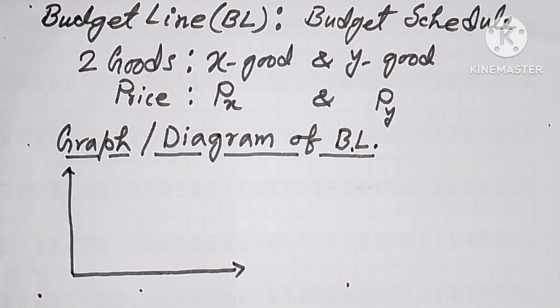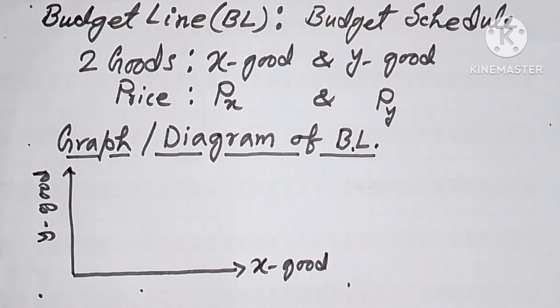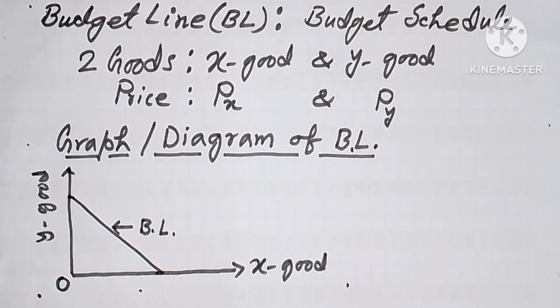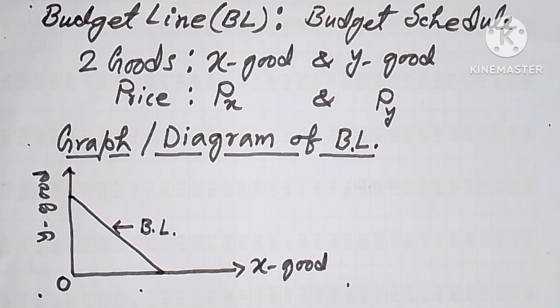First of all, we have to know what we have to measure along the horizontal axis as well as the vertical axis. Obviously, if we are assuming two goods X and Y, we have to measure X good along the horizontal axis and Y good along the vertical axis. The shape of the budget line will be a downward sloping straight line. It has a positive intercept and negative slope. Now we have to explain once again how it looks.